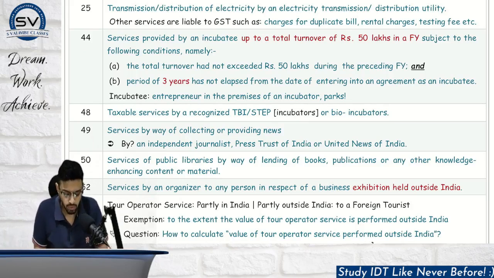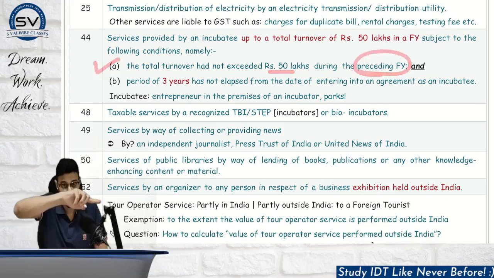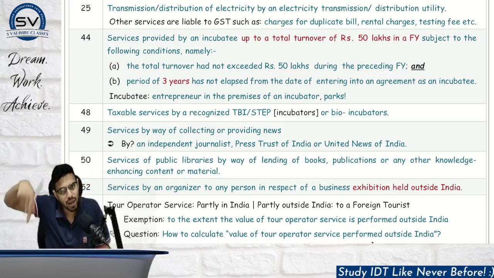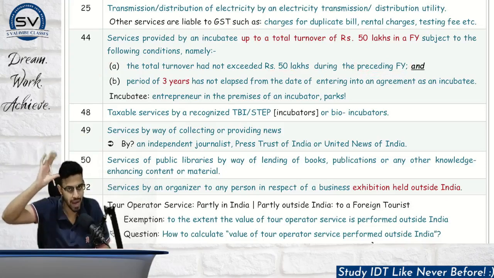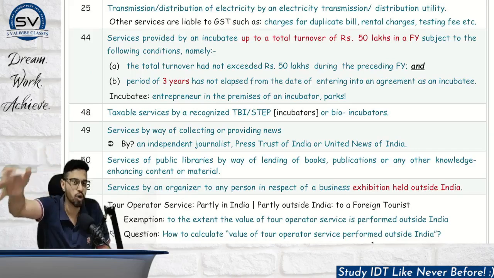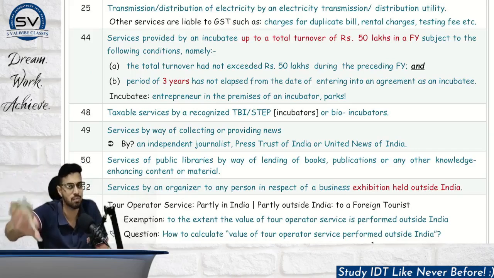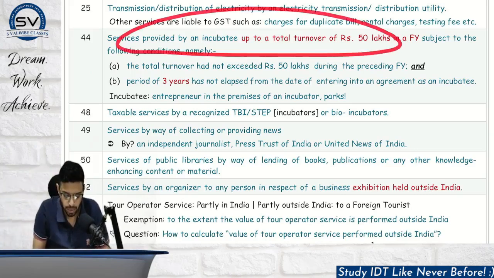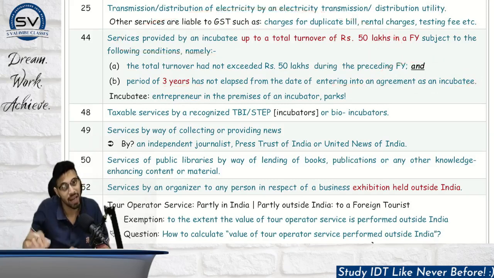So services provided by an incubatee, that is, that startup, up to 50 lakhs turnover in a financial year are exempt, provided two conditions are complied with. Total turnover did not exceed 50 lakh during the preceding financial year. So if in the preceding financial year the turnover was, let's say, 60 lakh, then in the current year even on rupee 1 GST will be applicable, right? But if in the preceding financial year it was, let's say, 40 lakh, then in the current year up to 50 lakh is GST exempt. Let's say if it is 60 lakh, then on 10 lakhs GST will be applicable. And this exemption will apply for 3 years from the date of entering into an agreement between incubator and incubatee. Post 3 years, even on rupee 1 GST will be applicable.